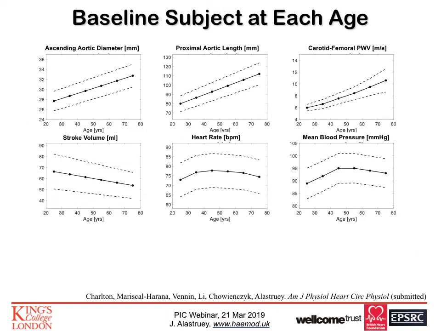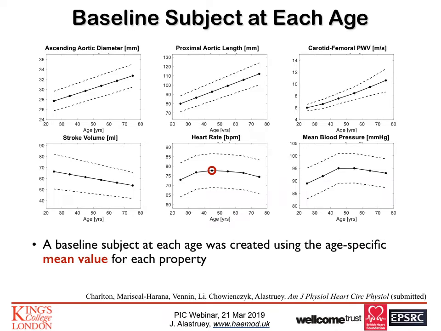For each property identified as changing significantly with age, we extracted mean and standard deviation values across age groups from the clinical literature. Mean values are shown in solid lines and standard deviations in dashed lines. A baseline subject at each age decade from 25 to 75 years was then created using the age-specific mean value for each property. So for example, the baseline subject at 45 years old has the heart rate value circled in red.